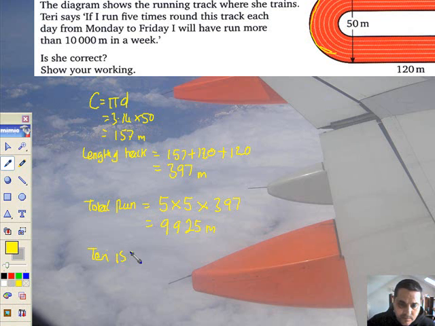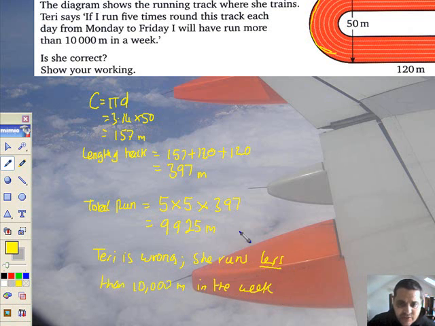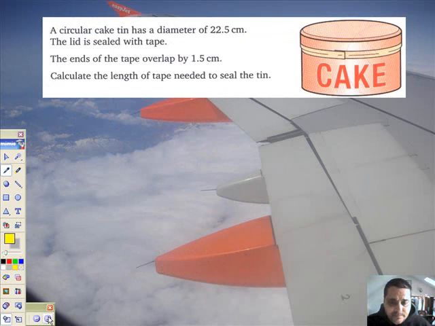Terry is wrong. Right, conclusion after coming back to you now. So Terry is wrong; she runs less than 10,000 meters in the week. She says she can run more than 10,000. No, she's actually going to run less. So that's that one then.